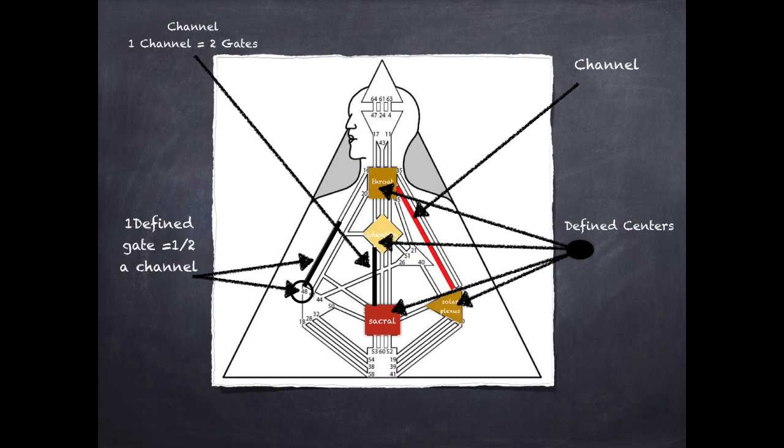So if you notice, there's half a black line on the left-hand side of the chart, and it's going up half of the line, so you don't have a complete line. So it's like half a road. That would be just a defined gate, but it wouldn't be a complete channel.